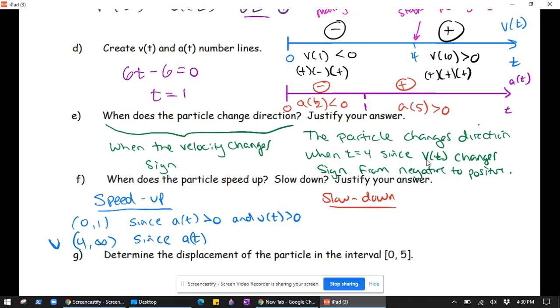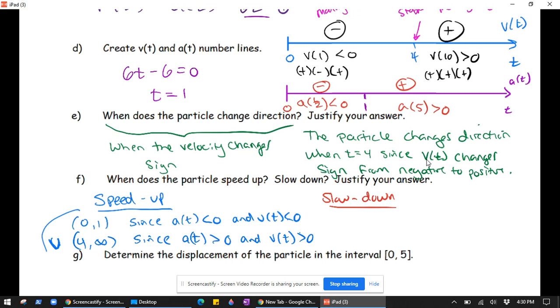Okay, that's because a of t is, oh, I messed up. They're both negative. That's what I meant. Sorry about that. Acceleration and velocity are both negative on 0 to 1, whereas on the interval 4 to infinity, they are both positive. Okay, so our answer is 0 to 1 union 4 to infinity.